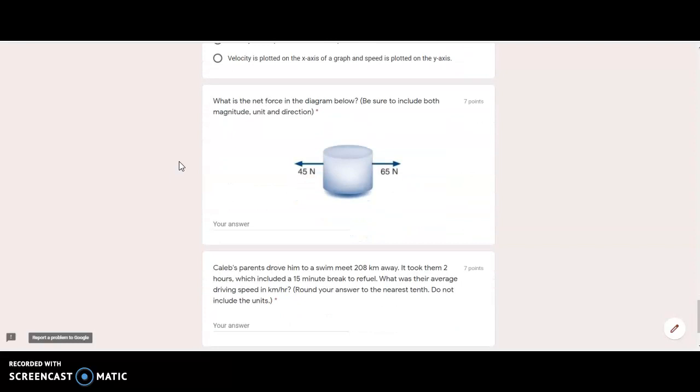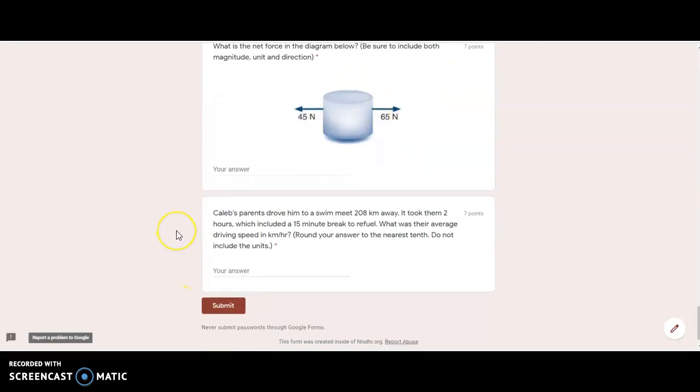Next question. Another one where you will have to include both magnitude, unit, and direction. For instance, you would say 5 newtons to the left, or 50 newtons up, or 20 newtons down, and so forth. So make sure you're including all of that information. So what is the net force in the diagram below? You've got 45 newtons applied to the left. You've got 65 newtons applied to the right.